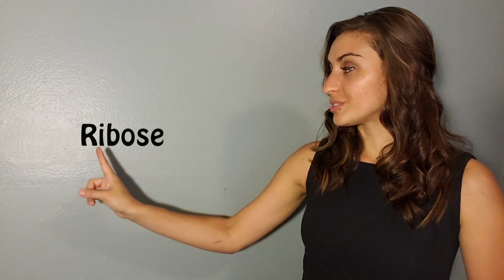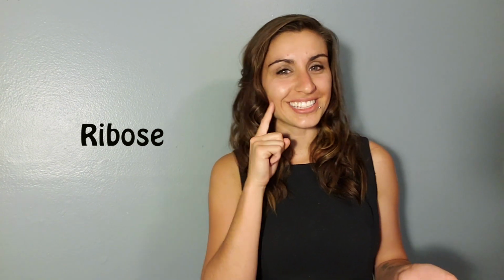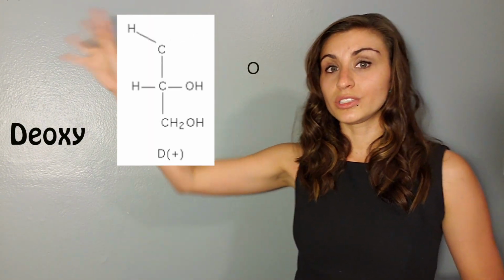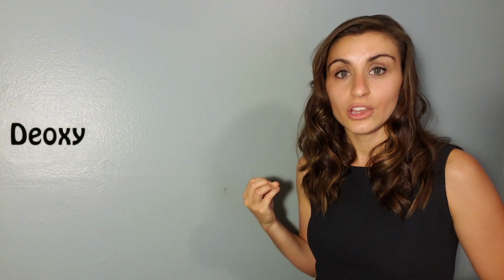So, ribose. This is just a type of sugar, like the sugar you put on your food to make it taste nice and sweet. And glucose is a sugar that we use in our body to give us energy. And ribose is just another type of sugar. Now, deoxy, this just means that one oxygen atom was removed, taken away. So this ribose sugar just has one less oxygen. Now, for nucleic acid, this gets a little bit more difficult.